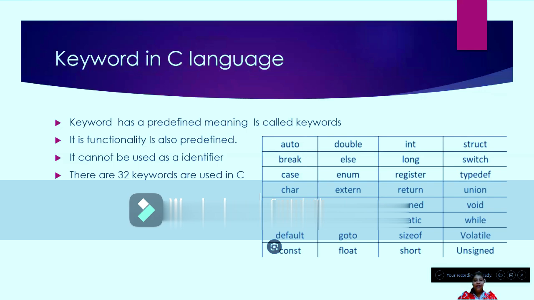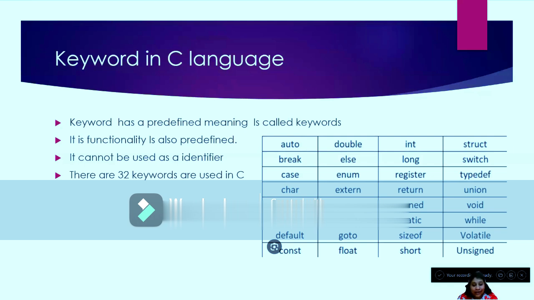Keywords. Keywords have a predefined meaning. Their functionality is also predefined. A keyword cannot be used as an identifier. What is an identifier? Identifier is the name given to a program element such as a variable or function.